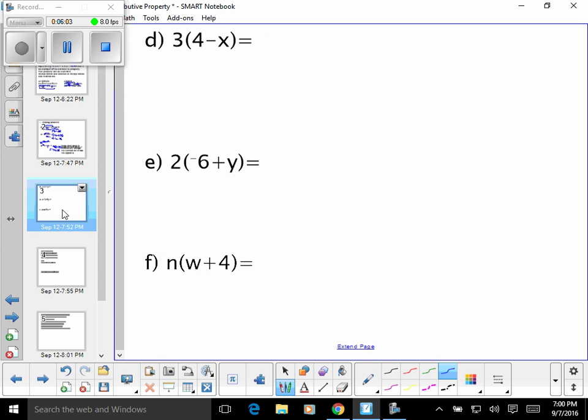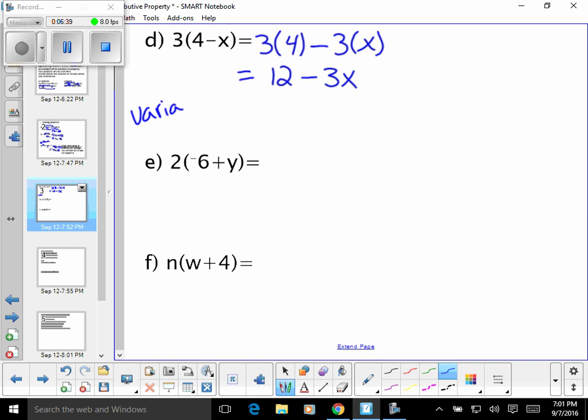There will be times when the quantity will be 4 minus the variable. We can distribute the same way. 3 times 4. This is subtraction, so I use subtraction. 3 times x. 3 times 4 is 12, minus 3 times x is 3x. Now here again, we're going to have a bit of a problem.